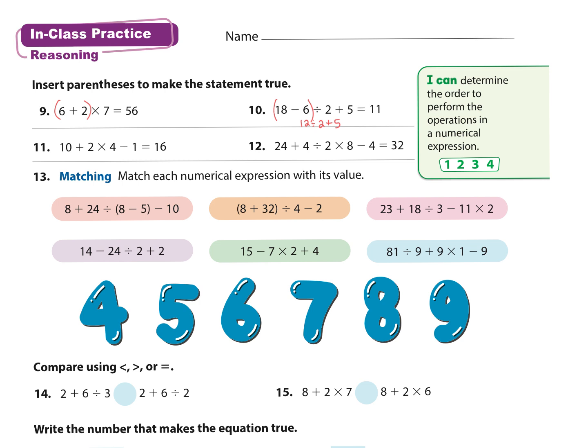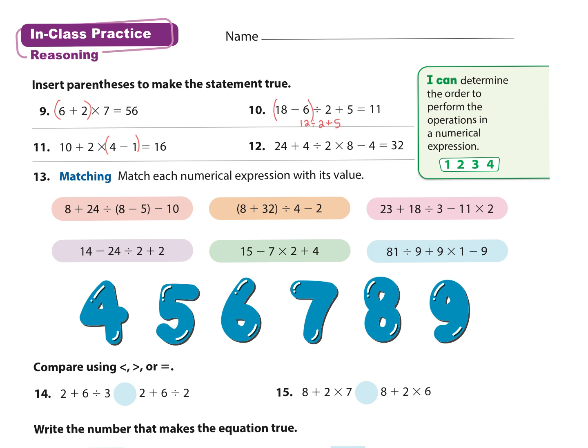Figure out where you think the parentheses would go, and then test it out to see if it works. Okay, on number 11, where did y'all put the parentheses? 4 minus 1, because 4 minus 1 is 3. Then I multiply next. So 2 times 3 is 6. And I add last, so 10 plus 6 is 16.